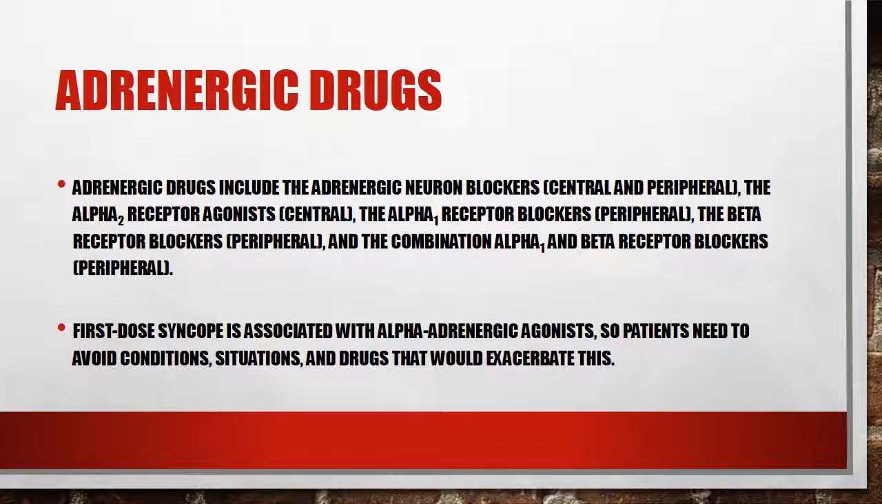So with the central and peripheral neuron blockers, there are alpha-2 receptor agonists in the central, alpha-1 receptor blockers in the peripheral, beta receptor blockers in the peripheral, and then there's a combination alpha-1 and beta receptor blocker in the peripheral. There's this concept called first dose syncope that is associated with alpha adrenergic agonists, but I want you to know that, hey, guess what? It's kind of associated with any antihypertensive drug you'd ever give.